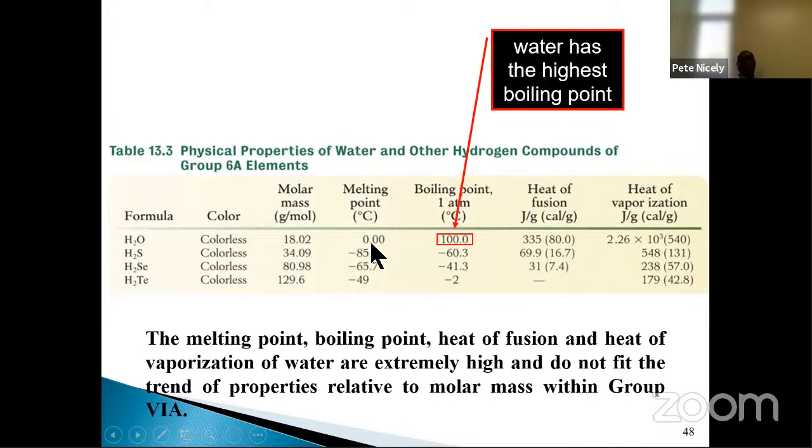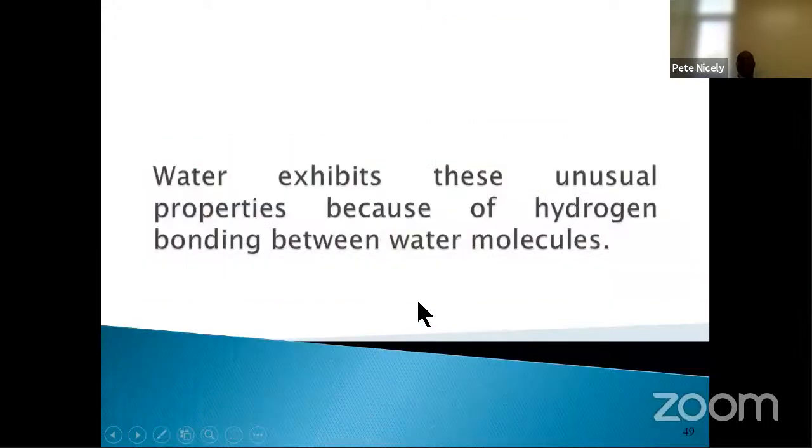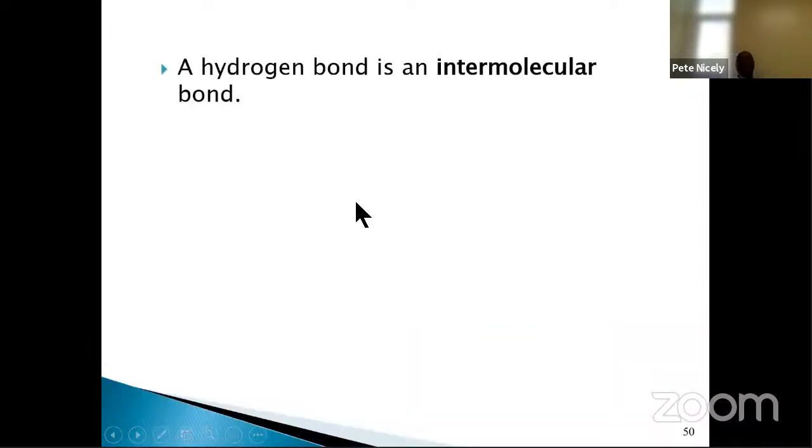So water has a high melting point, even though it's 0, but when you compare that to H2S, it's minus 85.5 for hydrogen sulfide, minus 65.7 for H2Se, and minus 49 for H2Te. So even the melting point is higher compared to the other substances for the hydrogen compounds of these elements. All right, so let me just skip here and talk about the reason why water exhibits these unusual properties. And that is because of a particular phenomenon known as hydrogen bonding that exists between the water molecules, right?